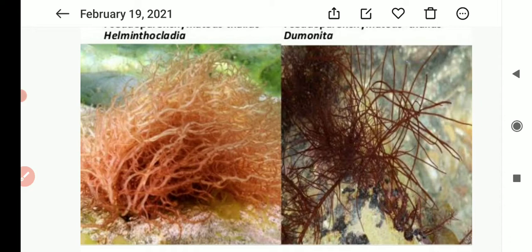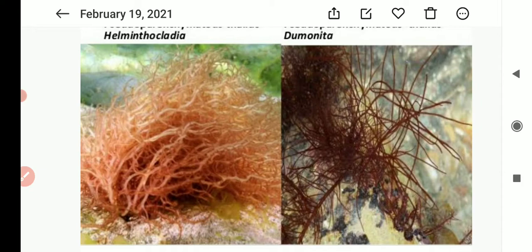Let me just say that red algae, you can find them both in fresh water and sea water. Means you'll find them in lakes and ponds also, and you'll find them in the ocean also. Okay, they are both fresh and sea water algae.